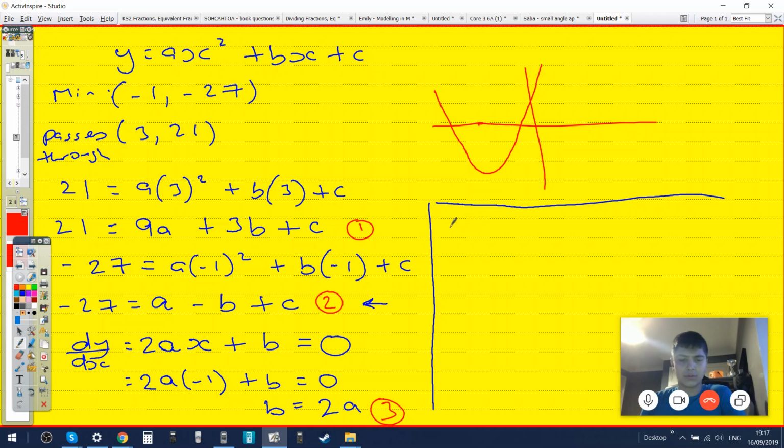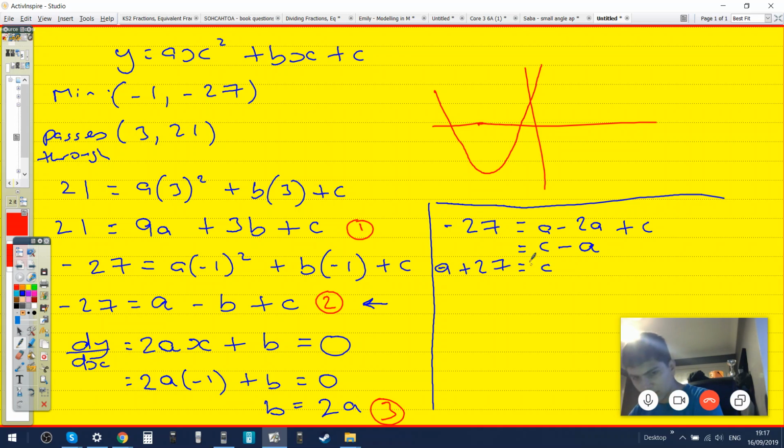Would that be minus a, or c minus a? Yeah. Let's simplify that. So that's going to be equal to c minus a. What would, let's say, c be equal to? Minus 27 plus a. Yeah, so that's a plus 27. And so now you have c in terms of a, and you have b in terms of a. So now let's sub both of them into equation 1.